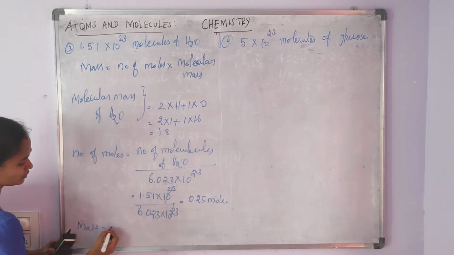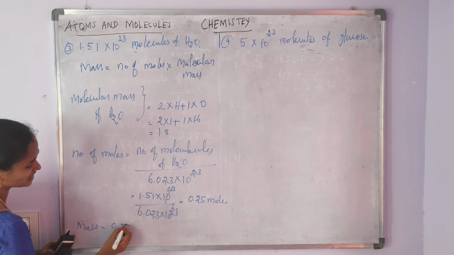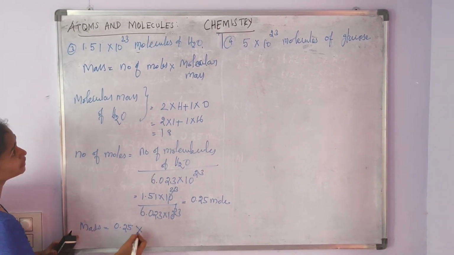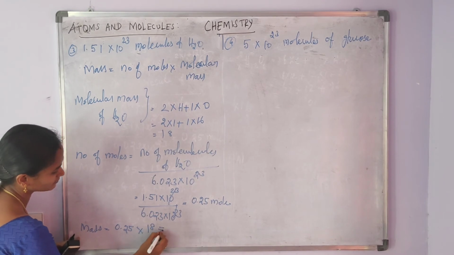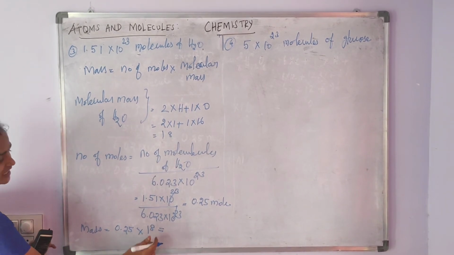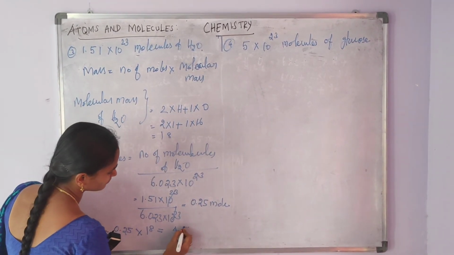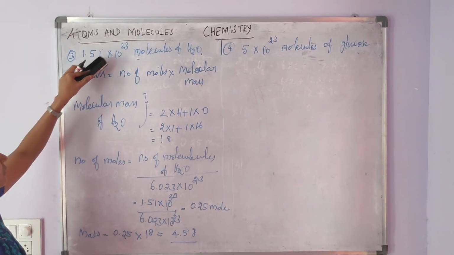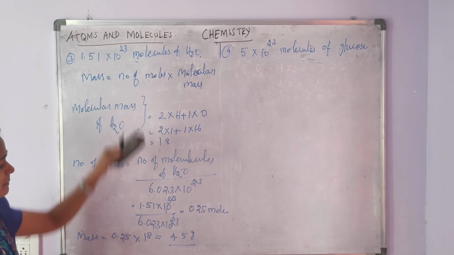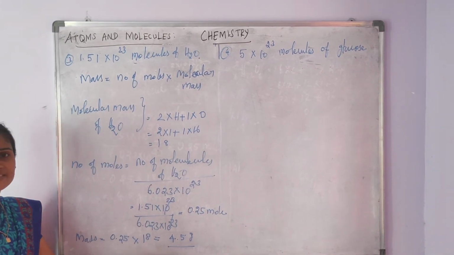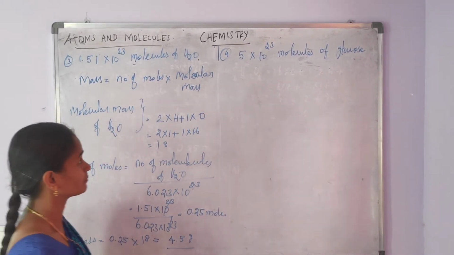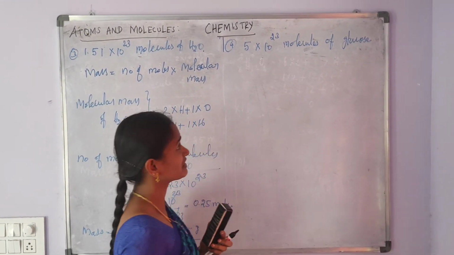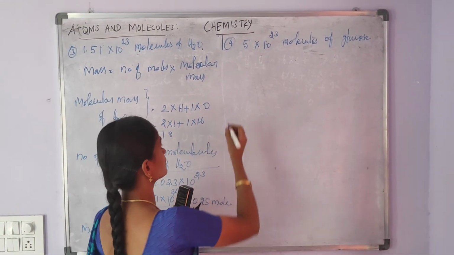Now, we are able to calculate the mass. Mass is equal to number of moles into molecular mass, that is 0.25 into 18. 0.25 into 18 is equal to 4.5 gram. So, 1.51 into 10 power 23 molecules of water, its mass is 4.5 gram. And then next one is 5 into 10 power 23 molecules of glucose.